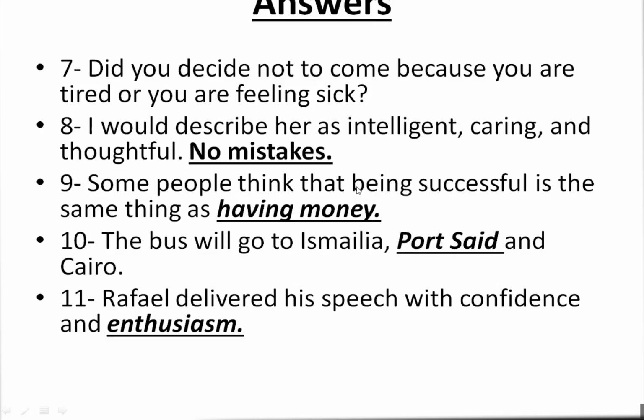The bus will go to Ismailia, Port Said, and Cairo. So this way you have a noun, a noun, and a noun. Or you can say the bus will go to Ismailia, to Port Said, and to Cairo. But this is very redundant. It's not a good idea. So I prefer you just say to Ismailia, Port Said, and Cairo. Raphael delivered his speech with confidence and enthusiasm. Noun and noun. You can't have a noun and an adverb.